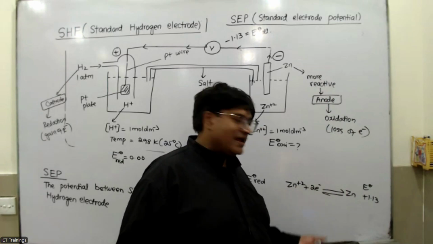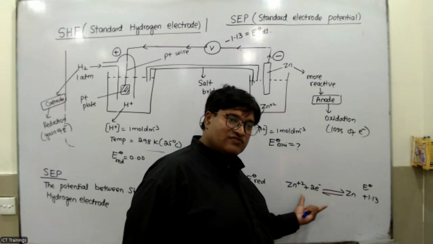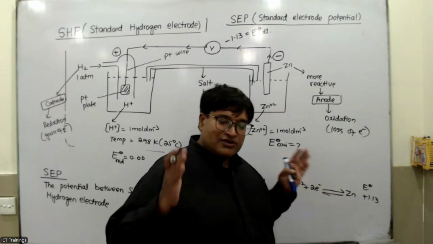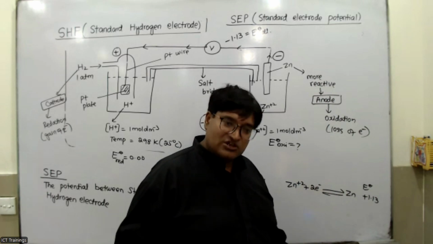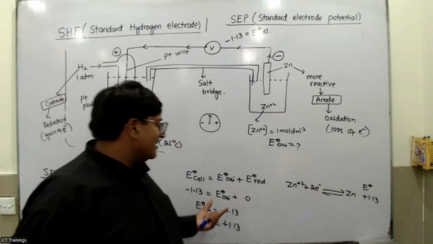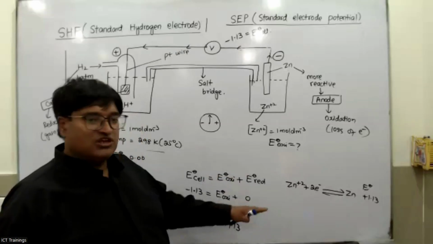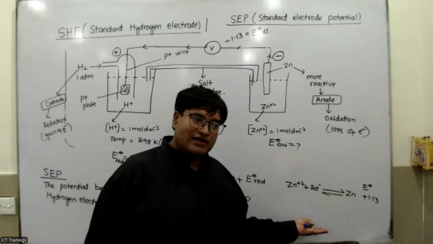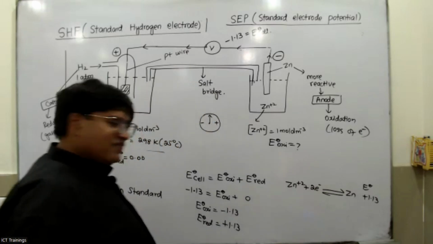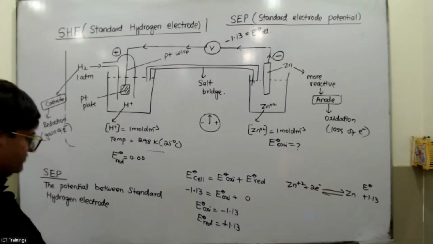Zinc 2 plus will gain electrons to form zinc. So that is why this is the reduction. In the data booklet, the equations are always in reduction form. So if you get the answer in oxidation, you should change it to reduction and make the reduction equation in which the gain of electrons takes place. We will practice this one, don't you worry.